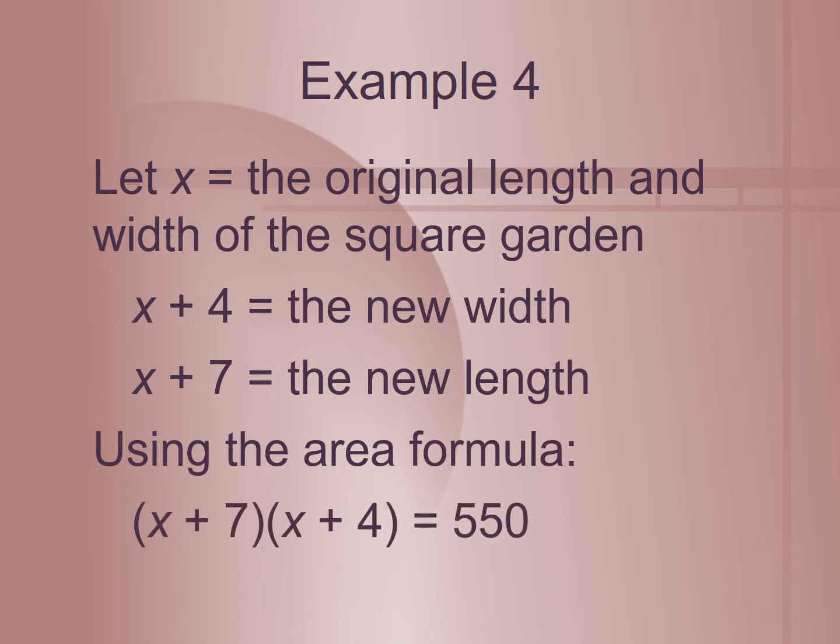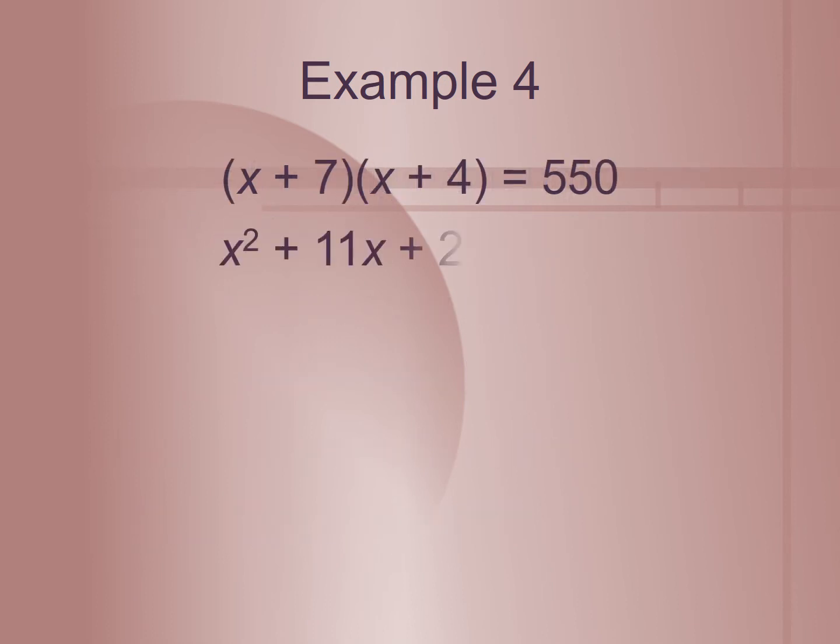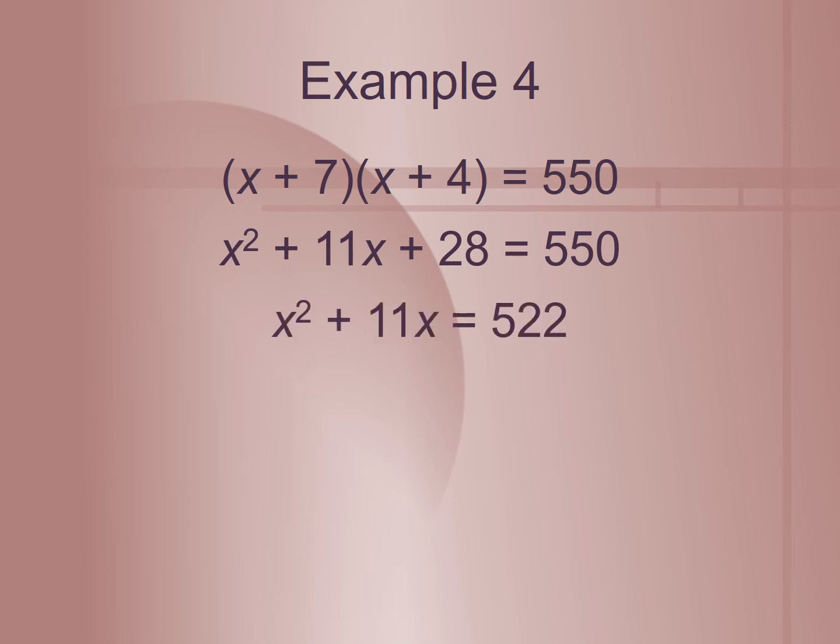And then we know that the area is length times width equals area. So that means x plus 7 times x plus 4 equals 550. We can go ahead and multiply binomials, and we get x squared plus 11x plus 28 equals 550. So to solve this, I want to put it into the x squared plus bx equals c form and then complete the square. So to put it into the x squared plus bx equals c form, I have to subtract 28 from both sides.